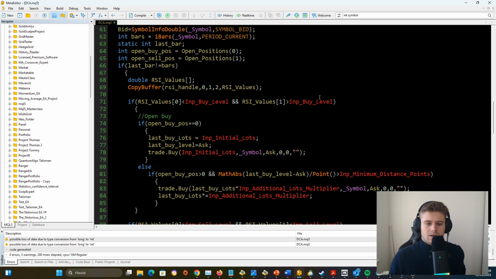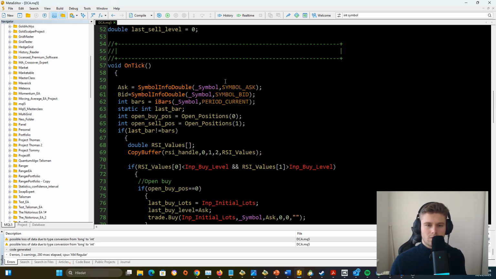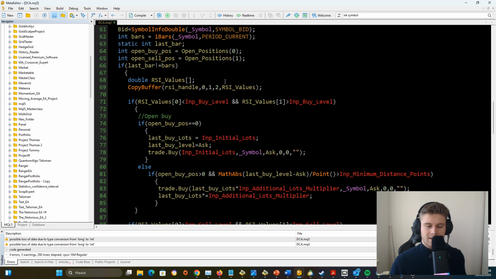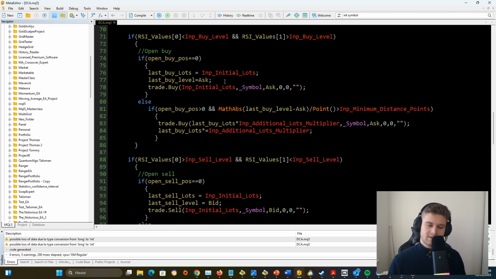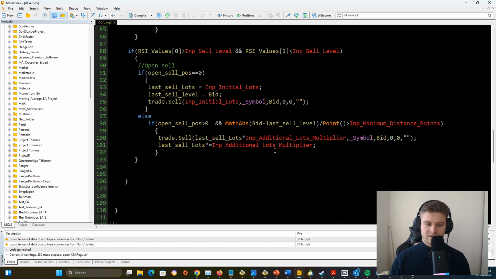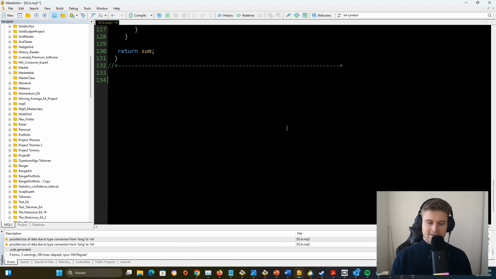Perfect. So now when I run this, it will work, it will open positions, but this is not enough because we only open them, we don't close them, which is not ideal because we want to close positions as well. And we will do this inside a new function. So let's create that function. Type void and let's call this close positions.